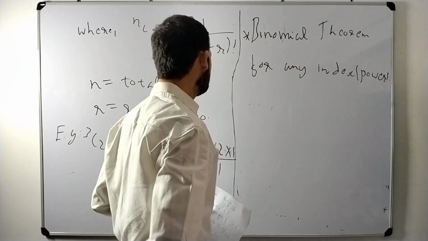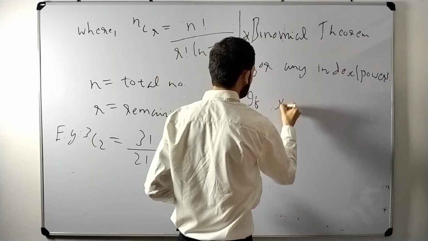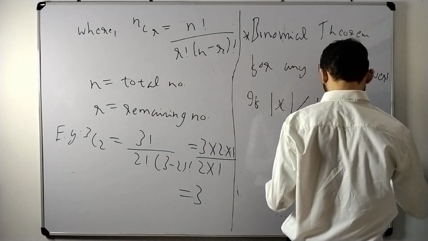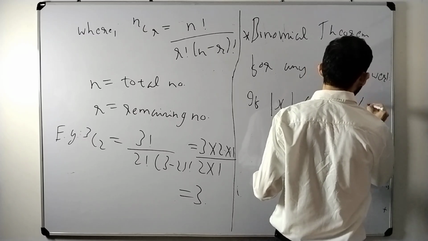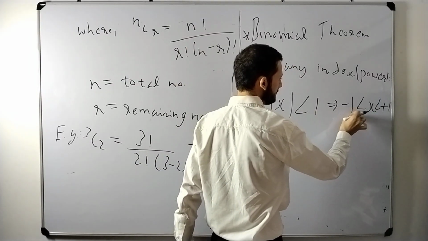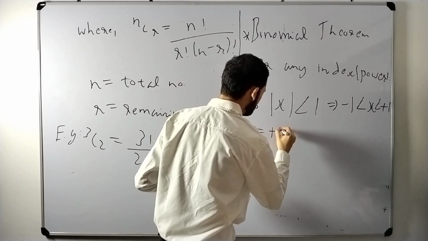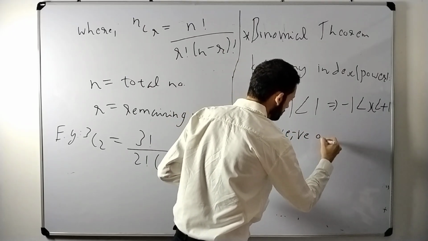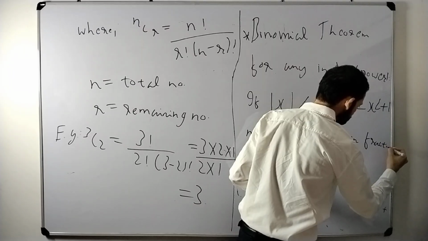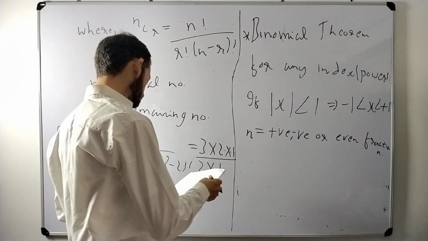Okay. So here the theorem states that if the modulus of x is smaller than 1, that is, minus 1 is less than x is less than 1, and n is such that n happens to be positive, negative, or even a fraction, then we have the formula.